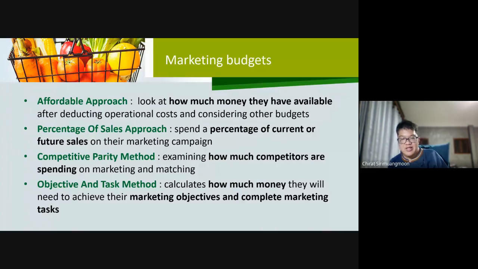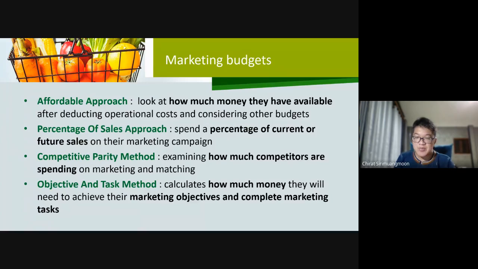Okay, then how do you set the budget? Because the budget is a very serious problem. So we have four types of marketing budget. First one, the affordable approach. For this approach, you think about yourself, how much you can pay, and then follow it. Maybe you do not compare to the other competitors. Just ask yourself, after you think about the cost, how much money you can spend on marketing activities. This is the affordable approach.